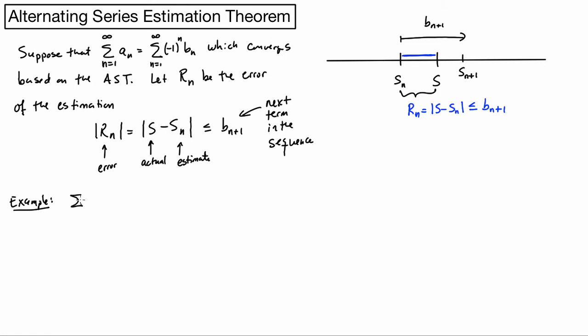I want to look at the sum, n goes from 1 to infinity, of (-1)^n over n factorial. And I want to approximate this sum correct to 3 decimal places.